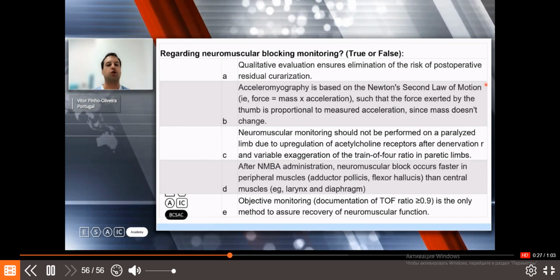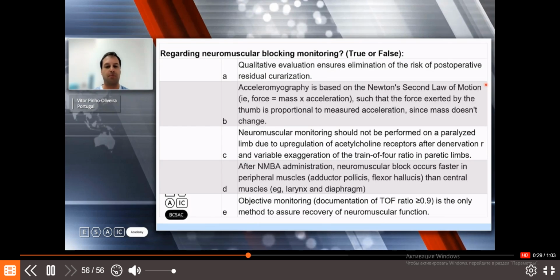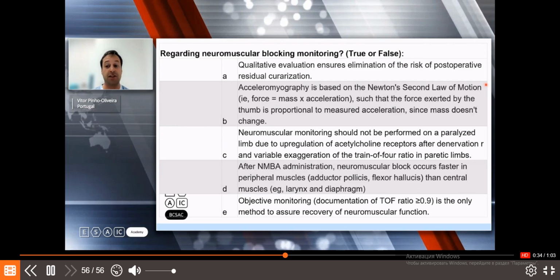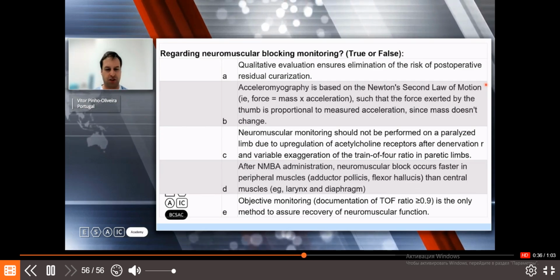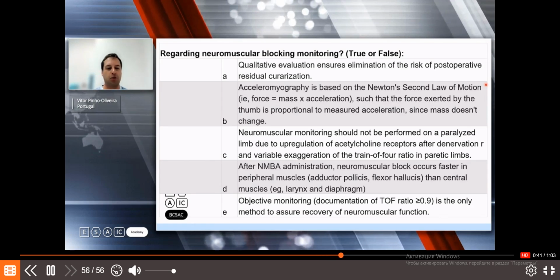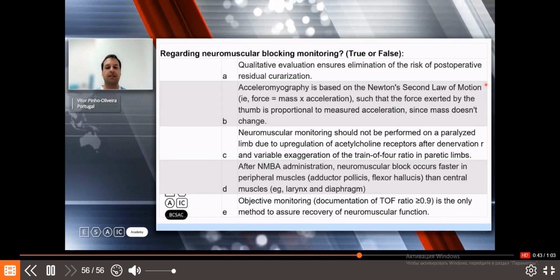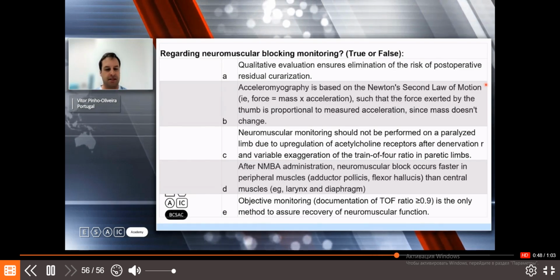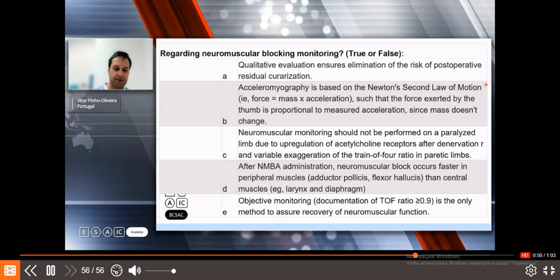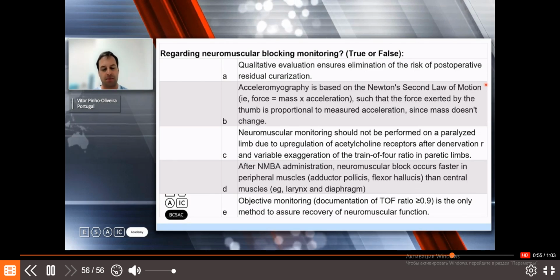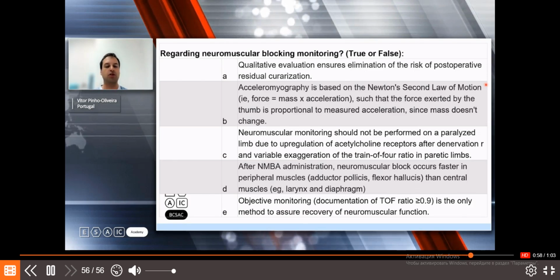True or false, neuromuscular monitoring should not be performed on a paralyzed limb due to the upregulation of acetylcholine receptors after denervation and the variable exaggeration of the train of four in paretic limbs. True or false, after neuromuscular blocking agent administration, the blockade occurs faster in the peripheral muscles than the central muscles? And true or false, objective monitoring documenting the TOF ratio above 0.9 is the only method to assure recovery of neuromuscular function? Thank you so much.